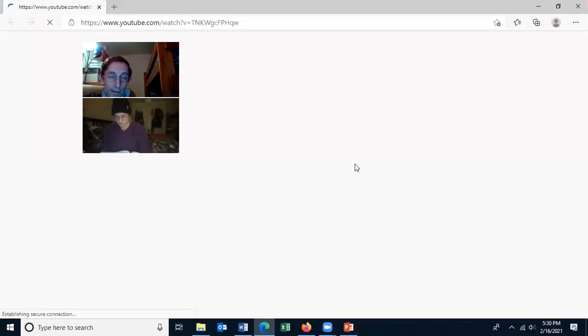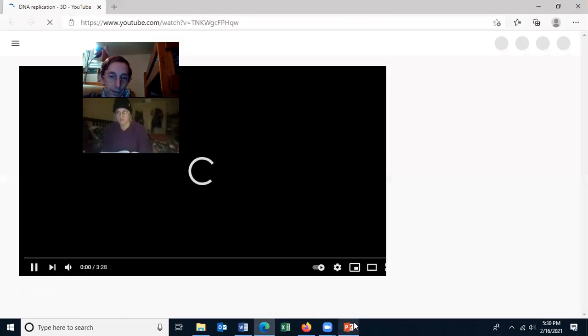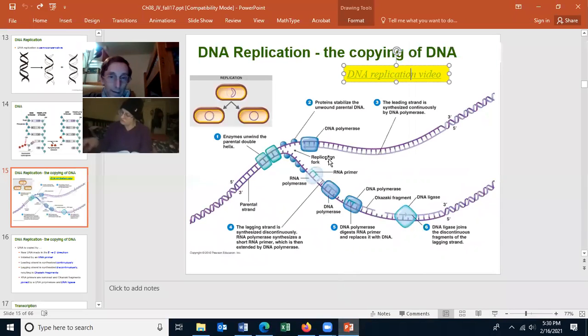replication moves in the 5' to 3' direction, so it has to go this way. So one strand can be made replicated sequentially. The other strand has to be done in batches.